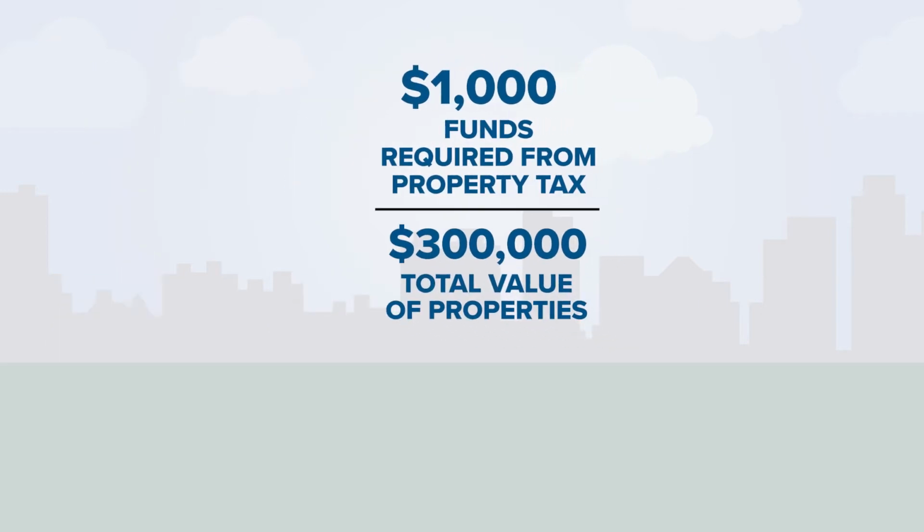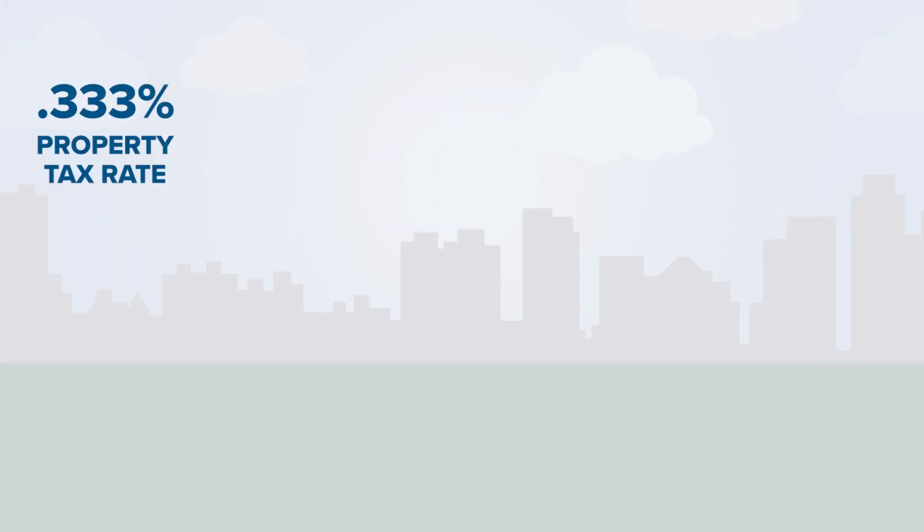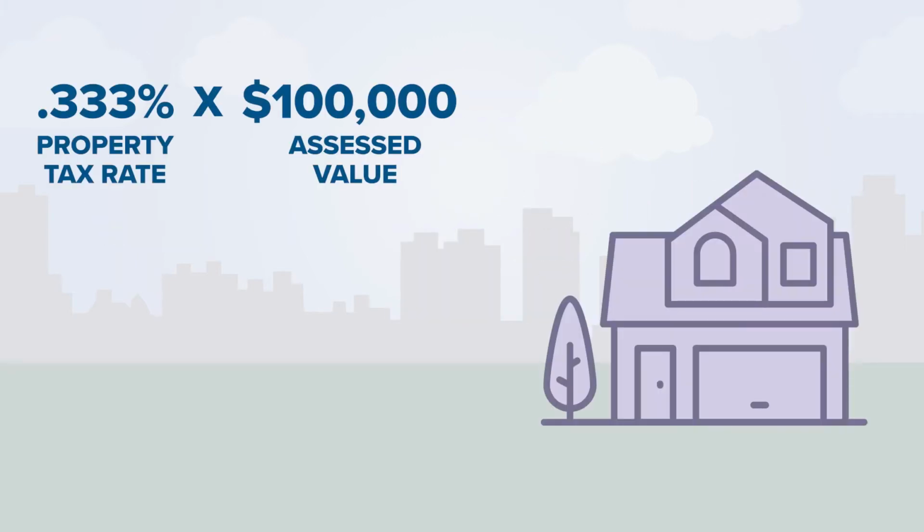To get the property tax rate, you divide the total cost of funding required through property taxes, $1,000, by the total value of all the properties, $300,000. That gives us a property tax rate of 0.33%. This rate, multiplied by the assessed value of the home, will determine how much each homeowner pays in property taxes. This year, each homeowner would pay about $333.